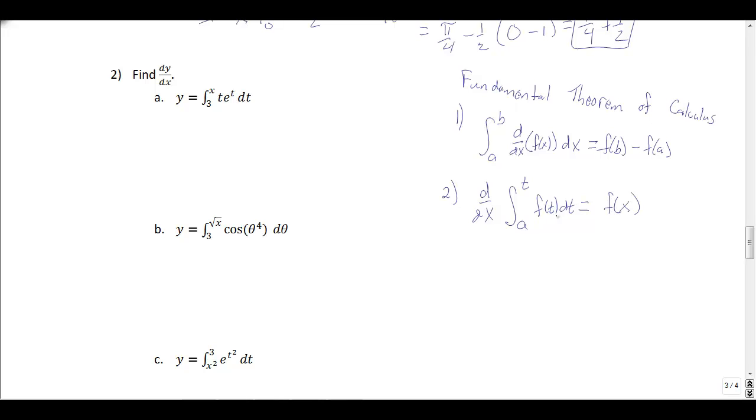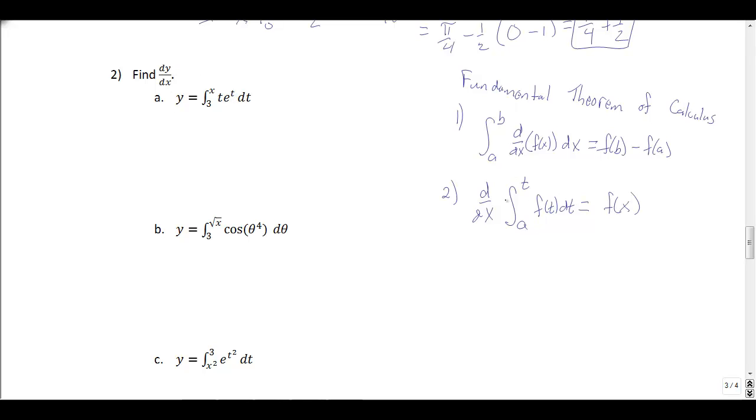Also, a derivative of the integral is sort of the initial function, but I have to add this starting point of a. So it's not quite that they're exactly inverses, but essentially that's sort of the idea. Okay, so now as an example, you can just use this real quick on y equals the integral from 3 to x of t e to the t dt, find dy/dx.